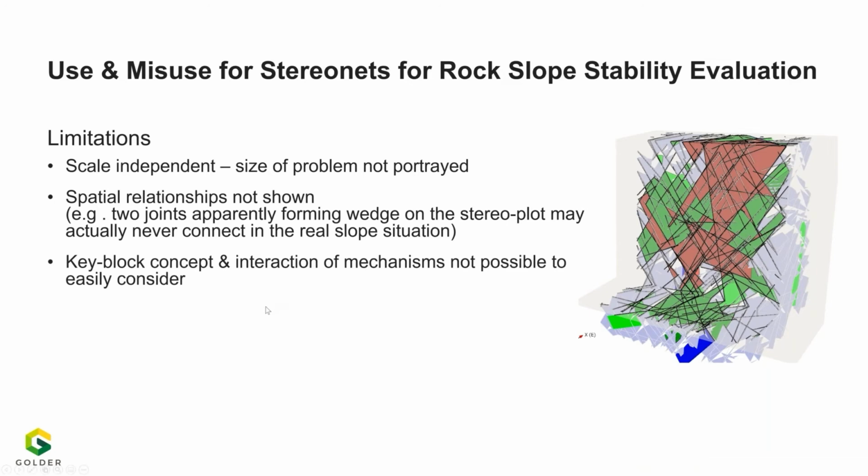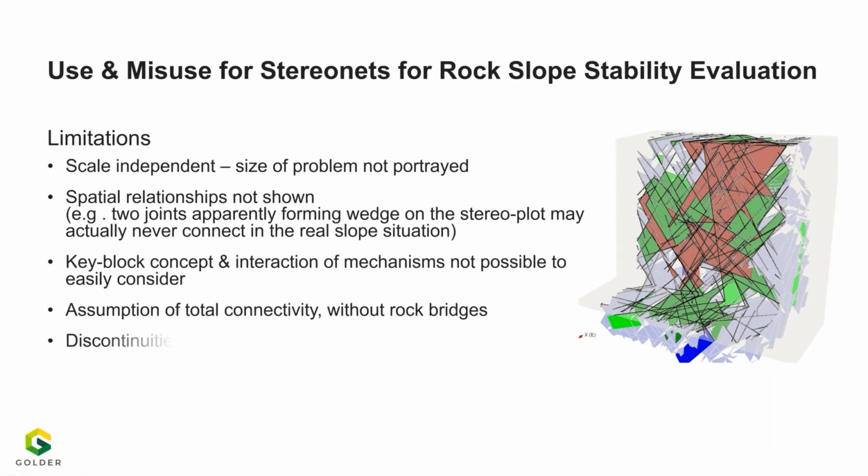Key block concepts also are something that we may miss. And you'll see in here that some of the green areas, which are stable slopes, are retained because of a key block that's not failing. The total connectivity is assumed. In our StereoNets, all planes are equally big.